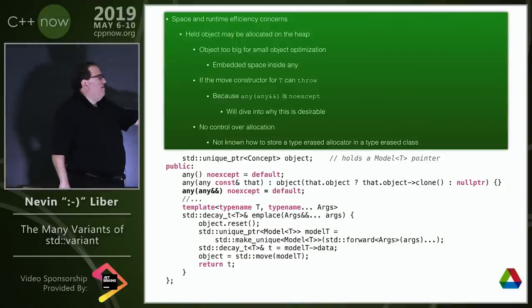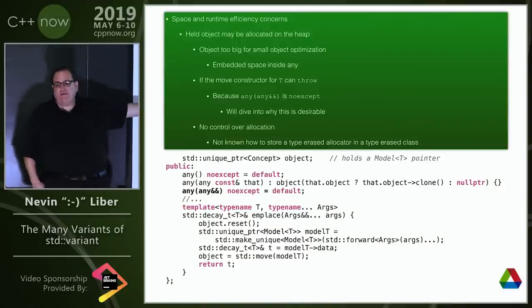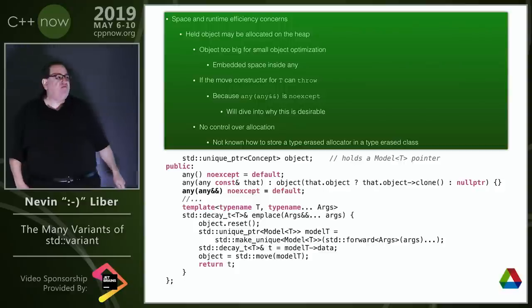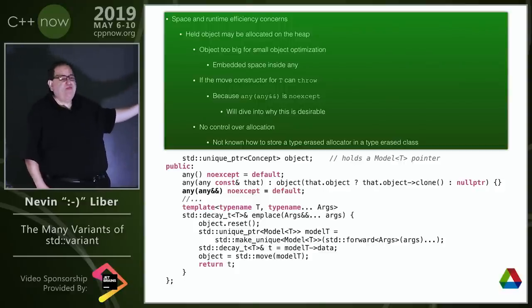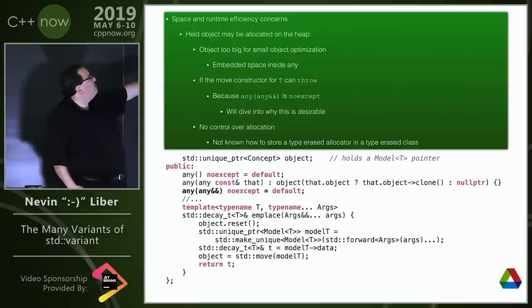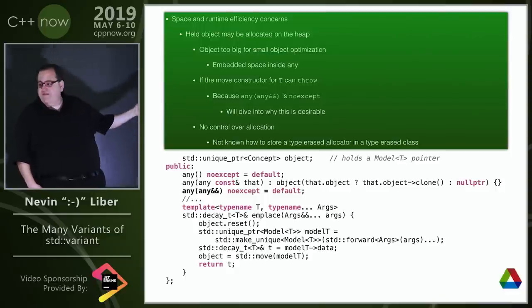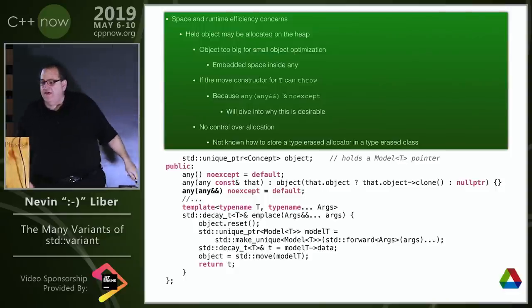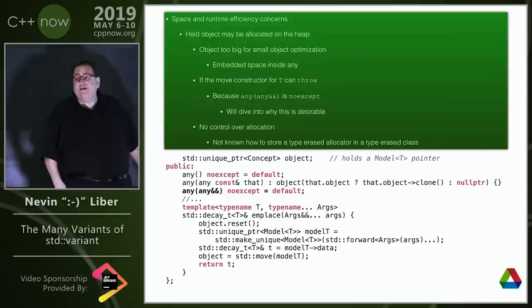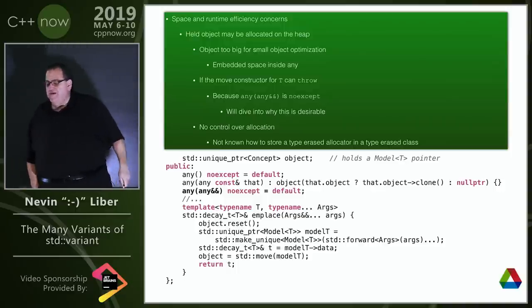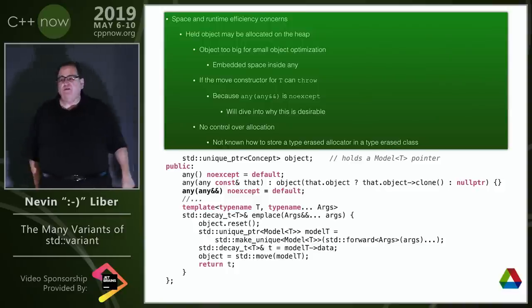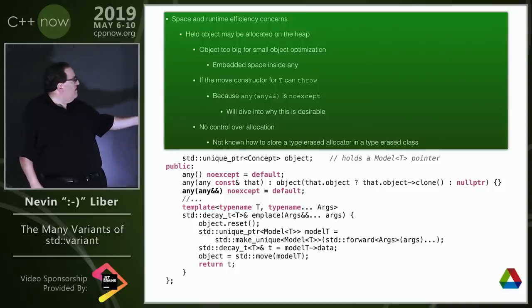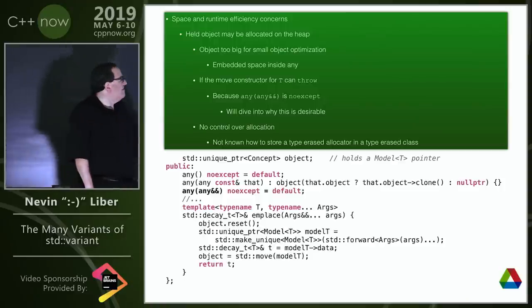And then we also have this here, right? So we have a move constructor that cannot throw an exception. And this has a lot of relevant things to variant as well, but there's space and runtime efficiency concerns for any itself. Because the held object may be put on a heap, even if there's not enough embedded space, or if it itself has a throwing move constructor. And we'll dive in, but we would really like to have move constructors that are noexcept true.